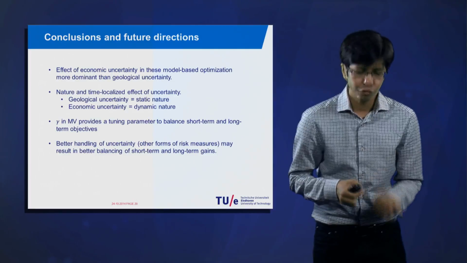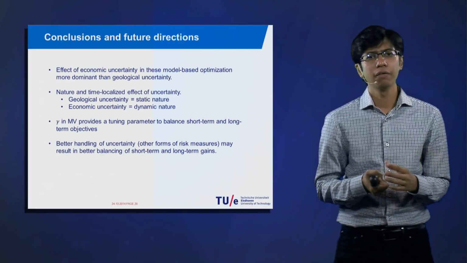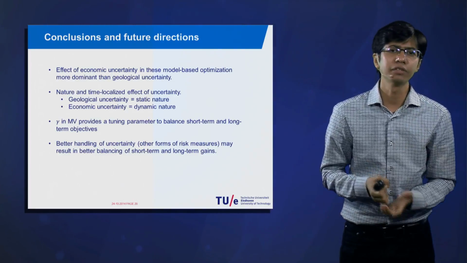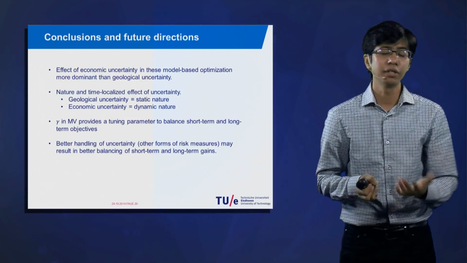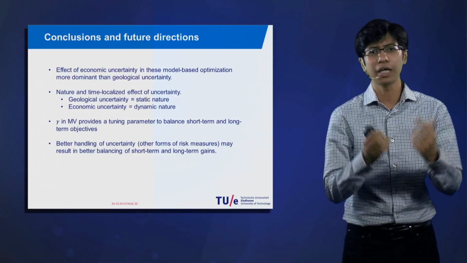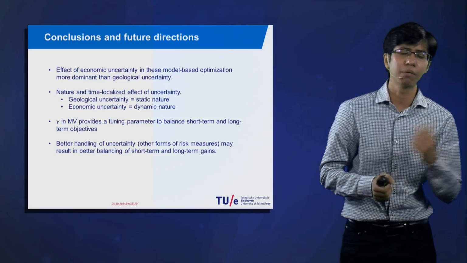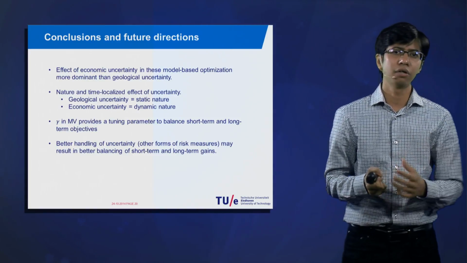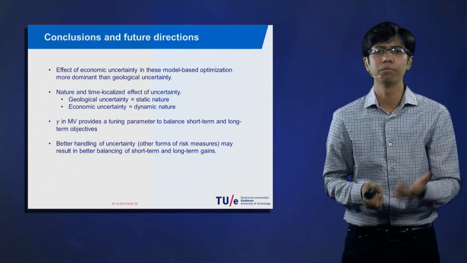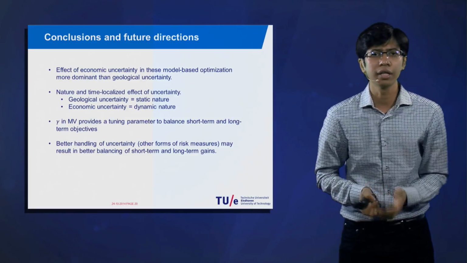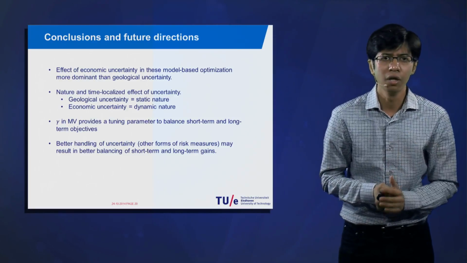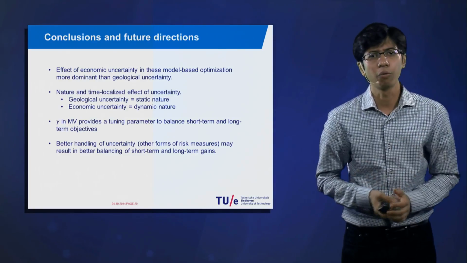Another future direction could be better handling of uncertainty, because variance is just one way of dealing with it. There are other risk measures, for example, percentile risk measures, such as value at risk (VaR), or conditional value at risk, or standard semi-deviation. They are the risk measures which are more common in economics now. And by including those, we may improve our results even further.